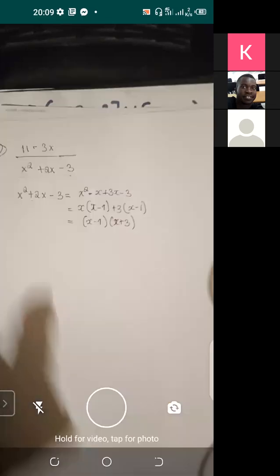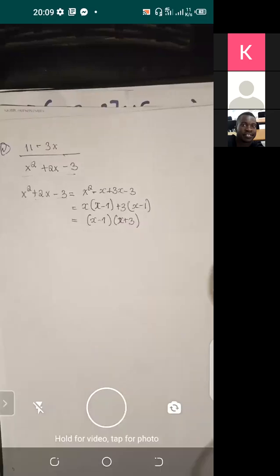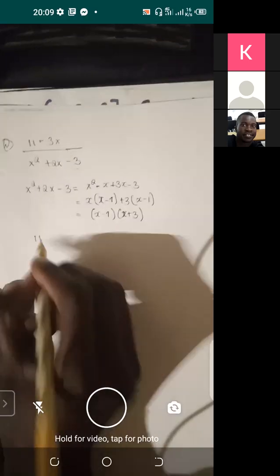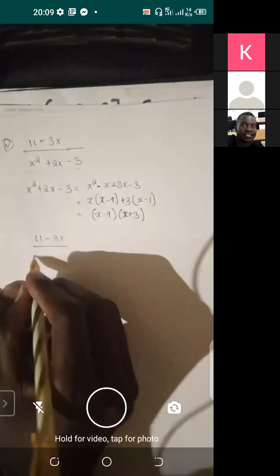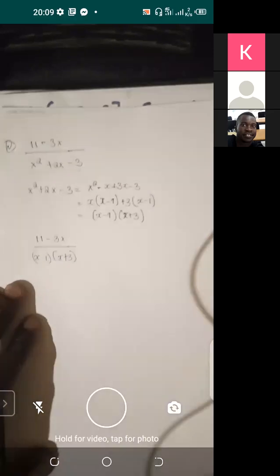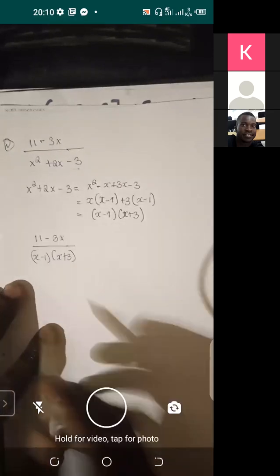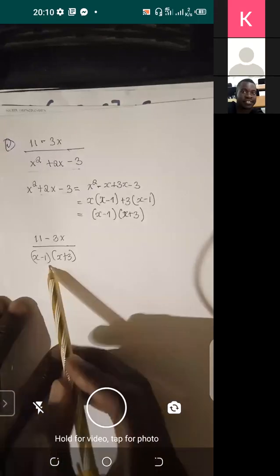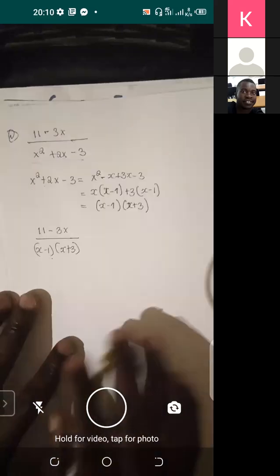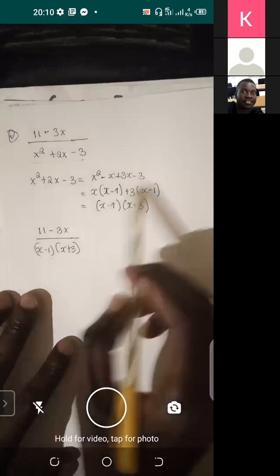So that is factorizable. This one here can be rewritten as 11 minus 3x over (x minus 1)(x plus 3). So we see the denominator corresponds to the first case there. Yes, how did you find the negative x? Oh, I thought we know how to factorize quadratics. Okay, so here we are factorizing.